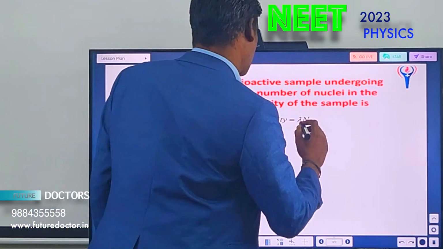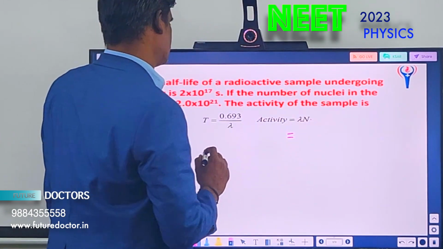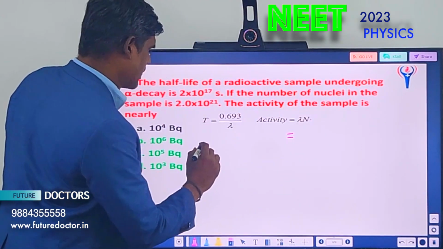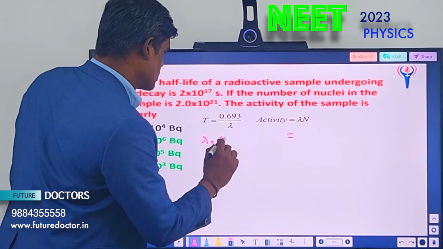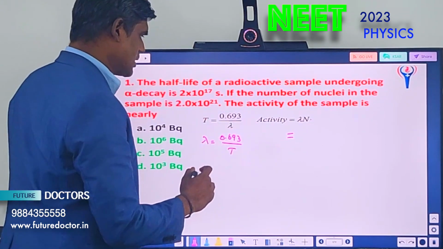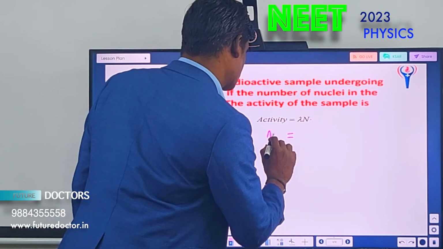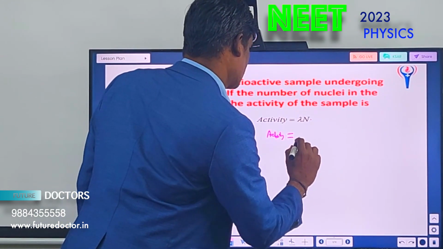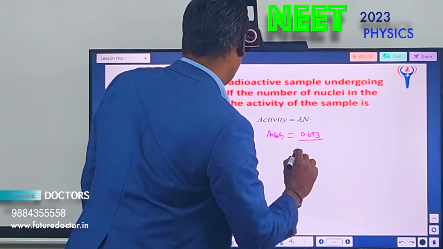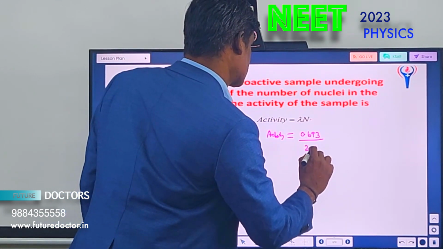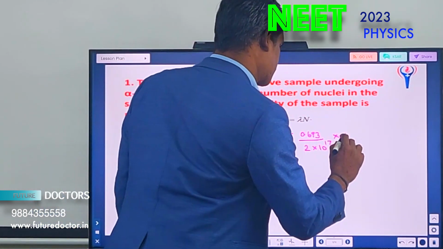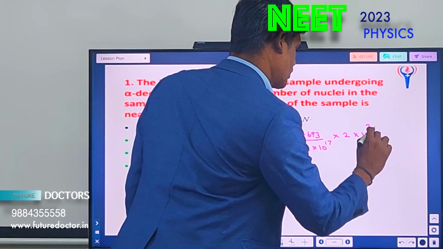Then substitute this here. Activity equal to lambda into N. Half-life T equal to 0.693 by lambda, so from that lambda equal to 0.693 by T. Then substitute this here. You will get activity equal to 0.693 divided by T, what's the value of T? 2 into 10 power 17, into N. Number of nuclei is 2 into 10 power 21.